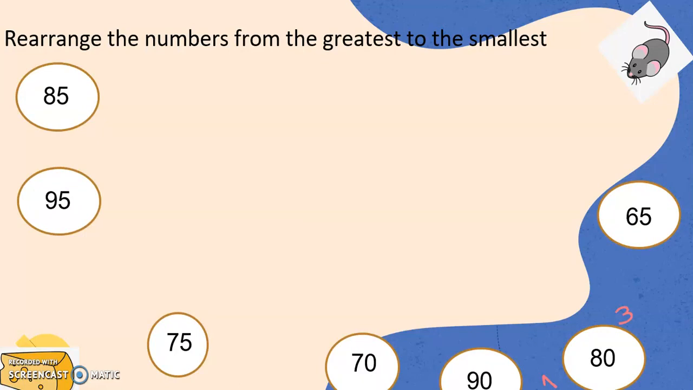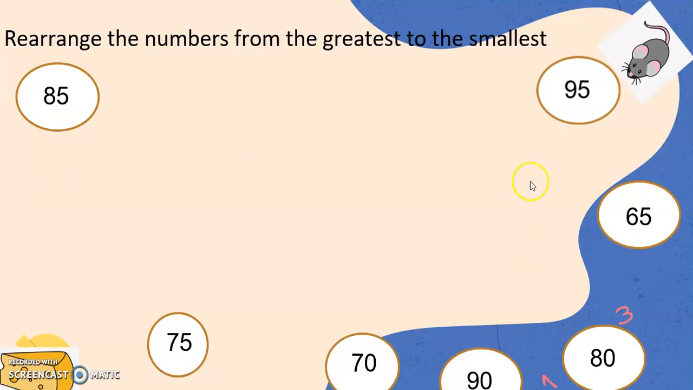Okay, we have some numbers here: 85, 95, 75, 70, 90, 80, and also 65. So, which one out of these numbers is the greatest? Which one is the greatest? Terbesar. Yeah, it's 95. Okay, so the mouse should start with 95 as the greatest number.